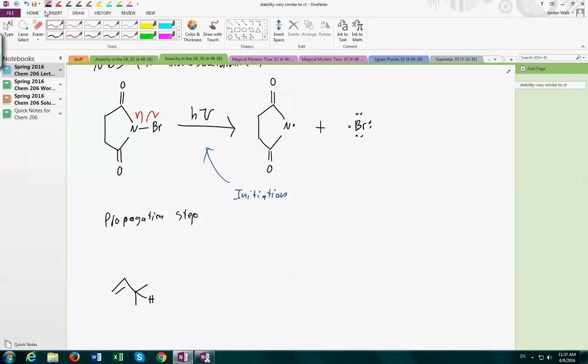And so what we can do is, now that we've initiated some radicals, we'll have our bromine. What's going to happen is our bromine radical is going to abstract the proton. And so again, we draw fishhooks. And so in effect, we're going to form this radical plus HBr. And that's going to be important in a second for reasons that we'll see.